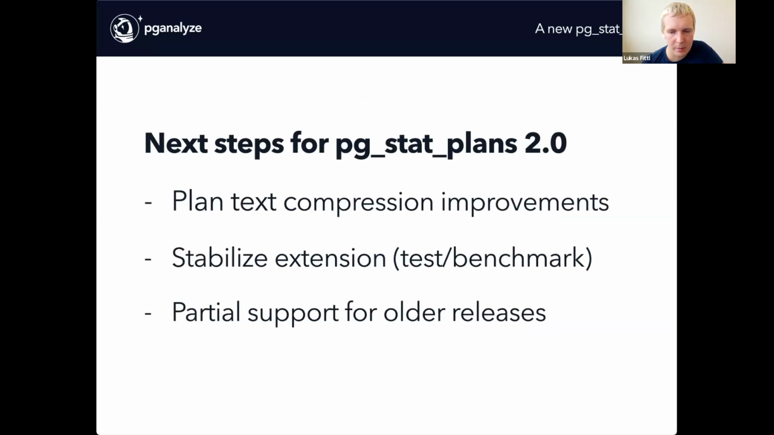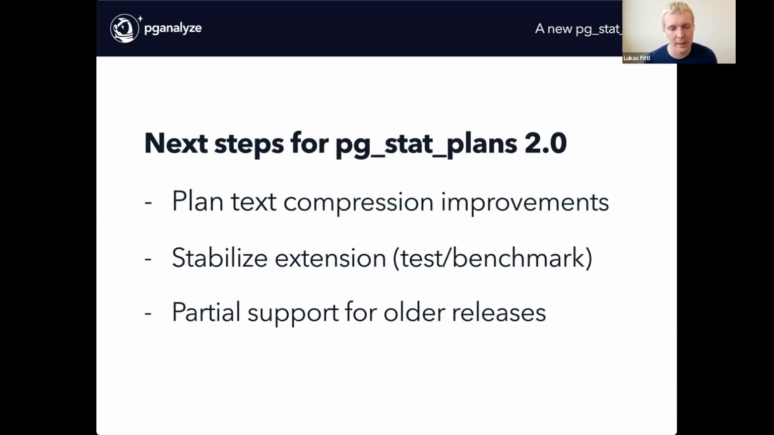What are other things that I want to do? The plan text compression is still relatively basic, so I think there are some things to do there. The extension, obviously, needs to stabilize, mainly through testing and benchmarking. This is where all of you come in and can help us test this on your own things. And the last piece I actually did get done, so I should have crossed this out ahead of time. I just got it done early this week. I was very busy this week.